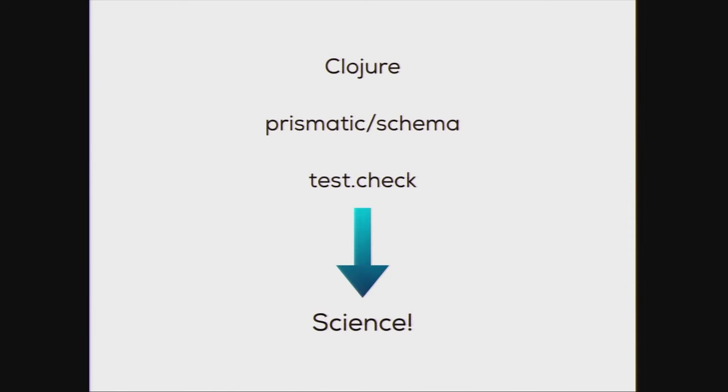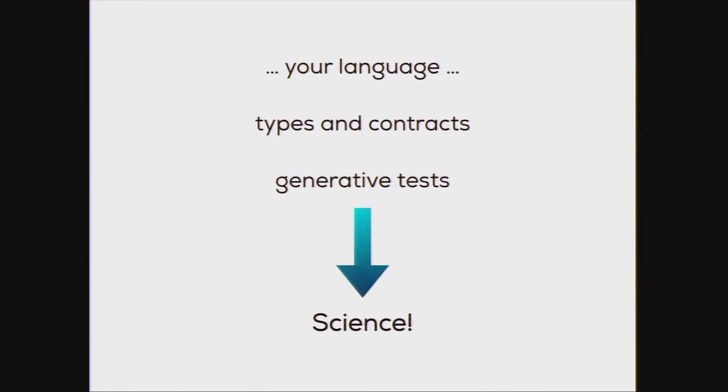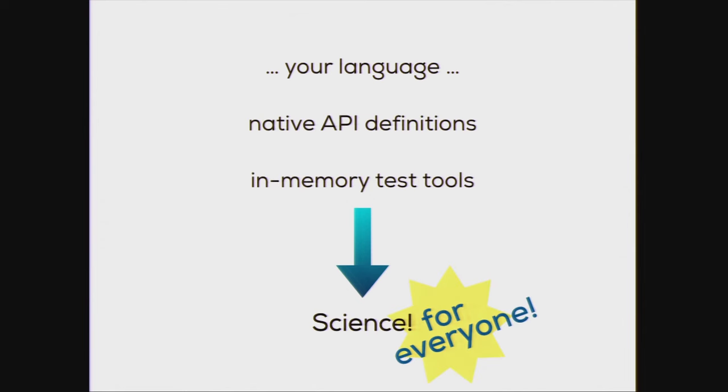So I do this with Clojure and Prismatic Schema and test.check, but you could do the same ideas in any language. You can use types, you can use contracts, whatever libraries are available, and generative tests. ScalaCheck is my favorite generative test framework. And you can do science. And then, if you add native API definitions and some sort of in-memory test tools, then you let everyone who uses your service do science.